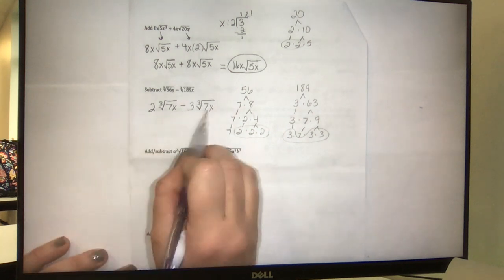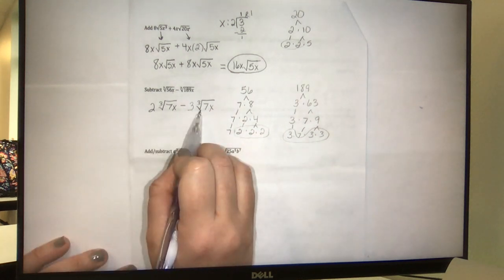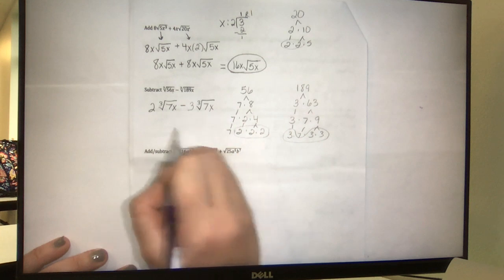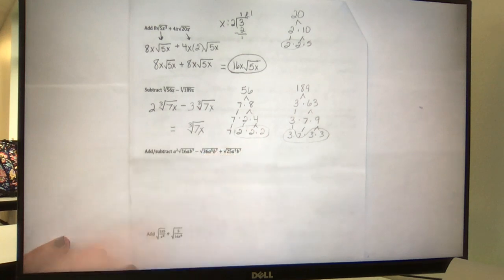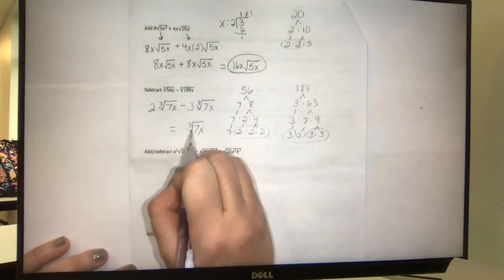Is everybody okay getting to this point? Okay. All right. So we know our answer is going to have the cubed root of 7x in it. We know that. What's 2 minus 3? -1. Now, if you put -1 out front for me, that's perfectly fine.